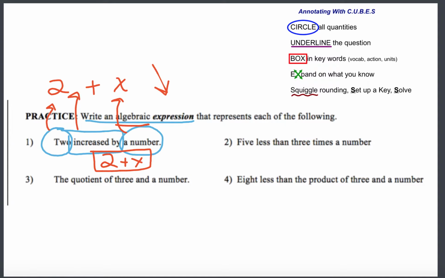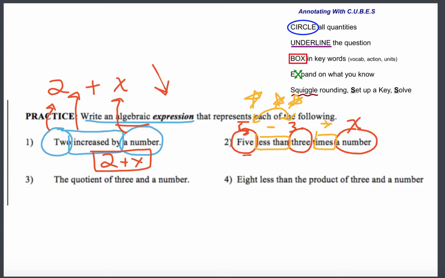Let's try number 2 together. 5 is a quantity, 3 is a quantity, so I'm circling, and a number is an unknown, so I'm circling that as well. I can start expanding on what I know, knowing that 5 is a 5, 3 is 3, and a number is a variable. I see some math action words like times, which I know means to multiply, and I see less than. Now when I hear less than, these little alarm bells start going off in my head. I know that it means subtract, but there's also that special rule for less than. So don't forget, when we have less than, we have to switch the order.